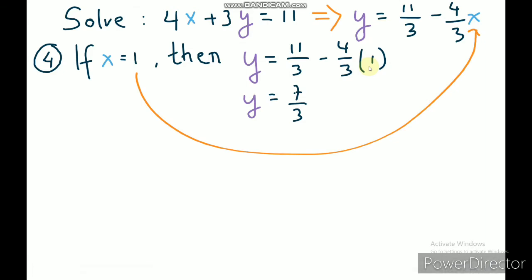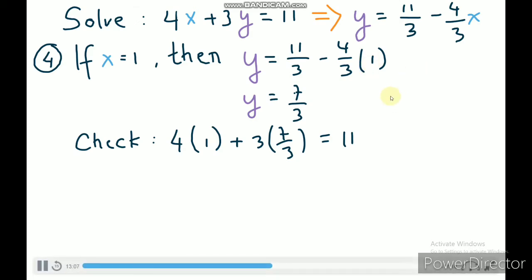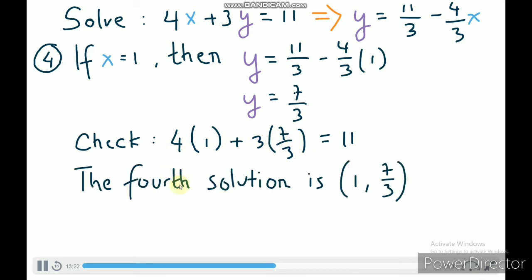So you can see here, that's the steps, and I find that the pair of 1, which is the value of y, is 7 over 3. So I want to check it, is it right? You substitute 1 to be your x and 7 over 3 to be your y. In the end, we have 4 plus 7, it equals 11, right? So yeah, it is true. So we have found the fourth solution. It is 1, 7 over 3 by using the latest equation.